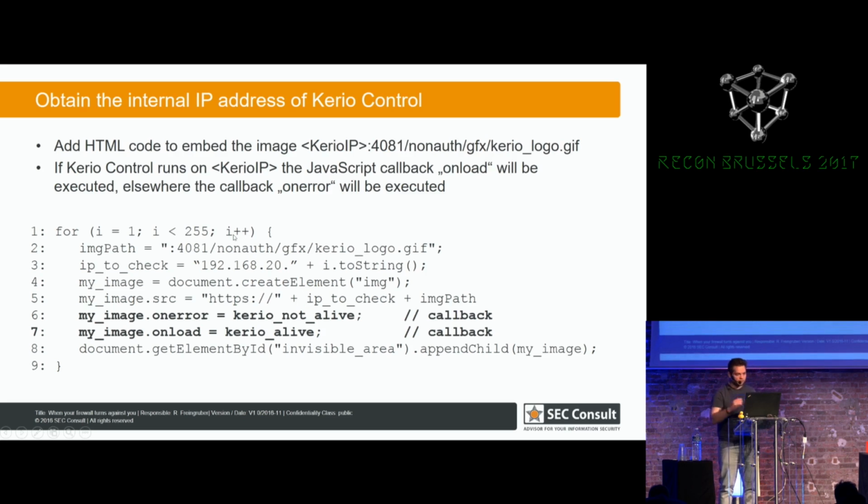So I'm just iterating over possible IP addresses and trying to load it. And because of same origin policy, I cannot read the response. But what I can do is install a JavaScript handler on onload and on onerror. So I can then detect if onload is successful. I can detect if Kerio is running on this IP address or not. So this way I can identify Kerio Control in your internal network.